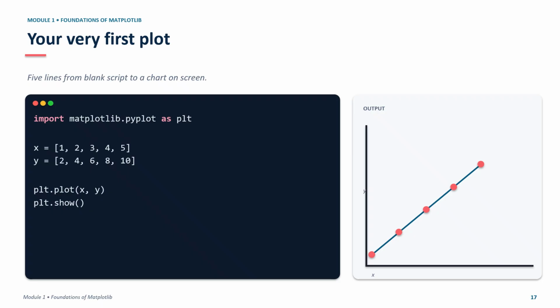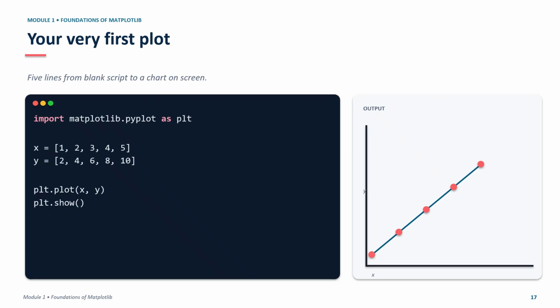Line number 2 is x equals 1, 2, 3, 4, 5. I'm creating a simple Python list for the x-axis values. In a real project, this would be dates, categories, or numeric values from your dataset. Line 3 is y equals 2, 4, 6, 8 and 10, the corresponding y-axis values. For every x value there is exactly one y value, and they have the same number of elements, 5 each. This is required. You can see here this is the x-axis and this is the y-axis. For 1 it is 2, and for 2 it is 4, so you get a linear line.